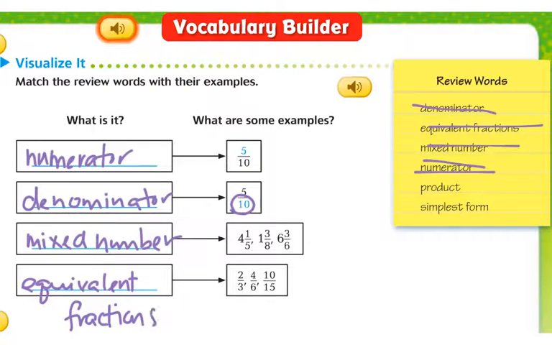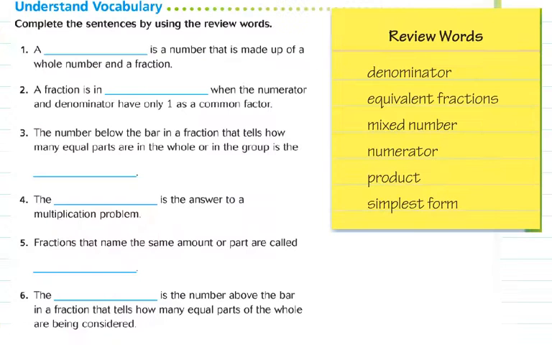Now, boys and girls, we're going to move on to the next part, which is our understand the vocabulary. So we have the review words. Again, I put them here so we have them, we can reference them. We say complete the sentences by using the review words. A blank is a number that is made up of a whole number and a fraction, and we know that is a mixed number, so we write that down.